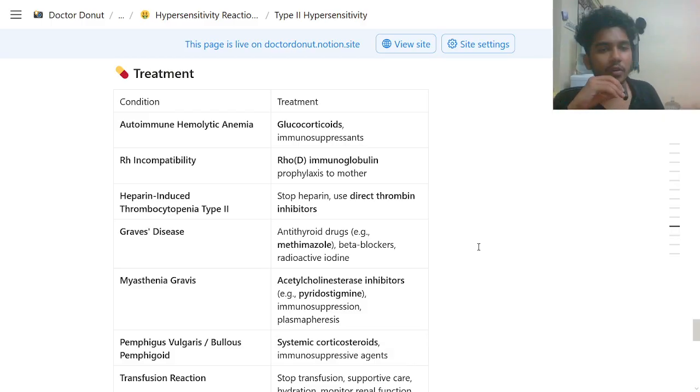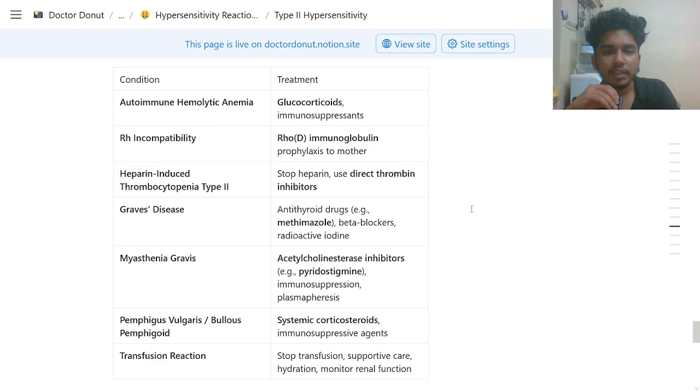Treatment: autoimmune hemolytic anemia, you'll give corticosteroids and immunosuppressants. In Rh incompatibility, you give immunoglobulin prophylaxis to the mother. In heparin-induced thrombocytopenia, you use direct thrombin inhibitors. In Graves' disease, you give antithyroid drugs like methimazole.